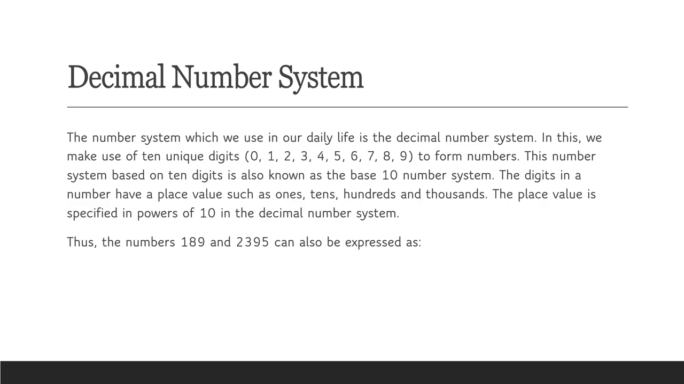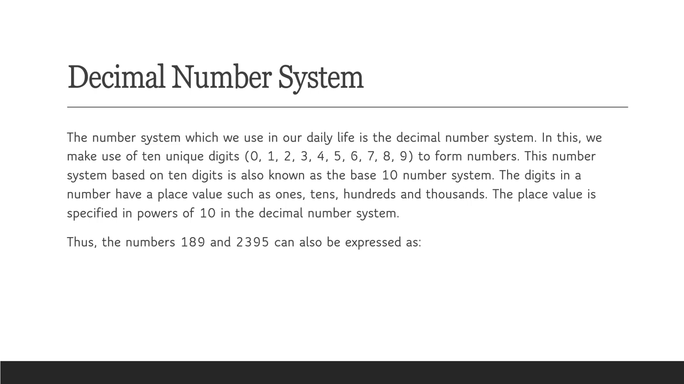Decimal number system. The number system which we use in our daily life is the decimal number system. In this, we make use of 10 unique digits: 0, 1, 2, 3, 4, 5, 6, 7, 8, 9 to form numbers. This number system based on 10 digits is also known as the base 10 number system. The digits in a number have a place value such as ones, tens, hundreds, and thousands. The place value is specified in powers of 10 in the decimal number system.